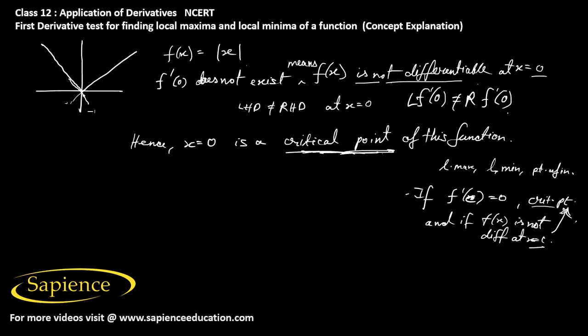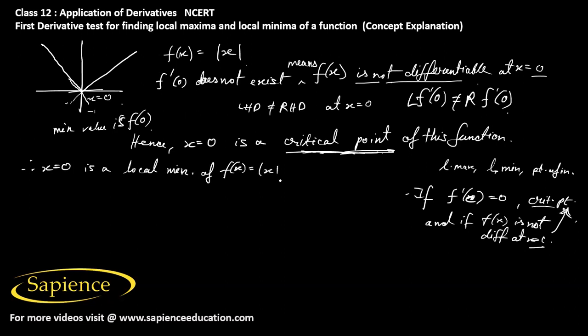So here we can see that the minimum value of the function comes at x equal to 0. Therefore, the minimum value is f of 0 only. So x equal to 0 is a local minima of this function f of x, which is mod x.